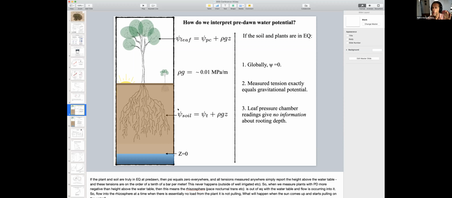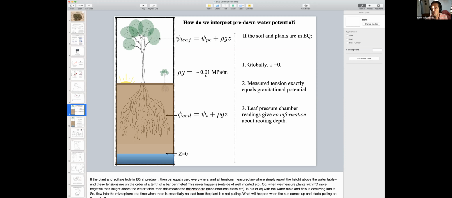Essentially, it's equilibrium, so water potential is zero everywhere. Because at the water table, it's zero, right? And equilibrium means no variations in water potential. Therefore, water potential is zero everywhere. That means that all gradients in tension follow the gravitational gradient, which is 0.01 megapascal per meter. There's no variations here. I mean, it's like, over 30 meters, what are we talking about? Maybe 3 bars or something. It's not a lot.